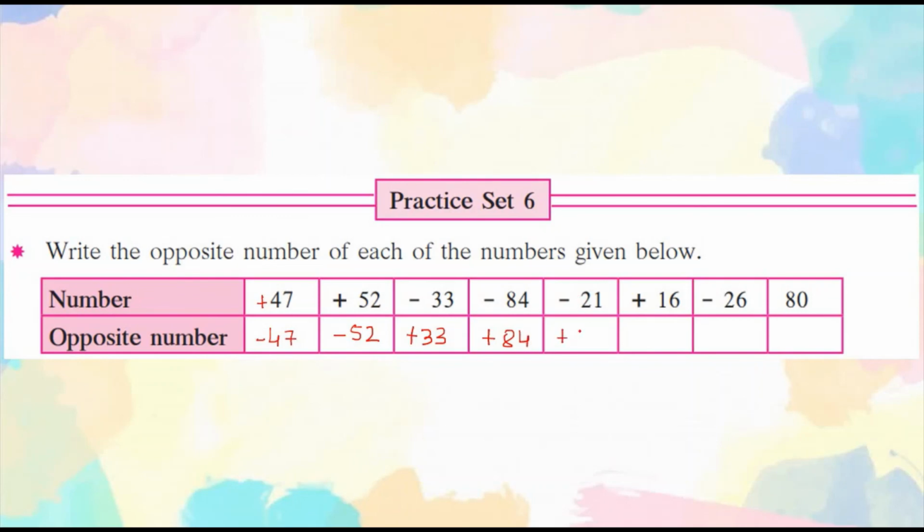-21 will be +21. I hope it is easy for all of you. Same number, just the sign we have to change. +16 will be -16. -26 will be +26. And the last one, 80. We do not have any sign here, which means it is plus. So +80 will be -80.